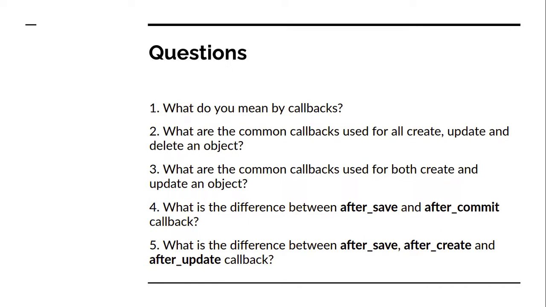What are the common callbacks used for create, update, and deleting an object? After commit and after rollback. What are the common callbacks used for both create and update? Before validation, after validation, before save, around save, and after save. The fourth question is, what is the difference between after save and after commit callback? We just saw that after save works for both create and update, but after commit works for all of create, update, and delete.